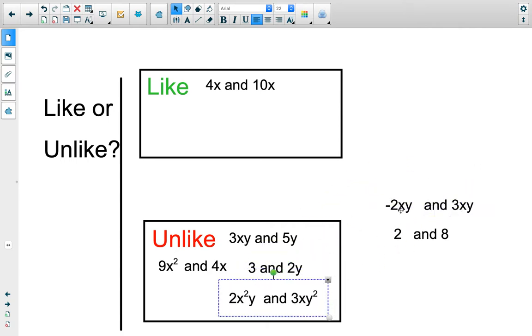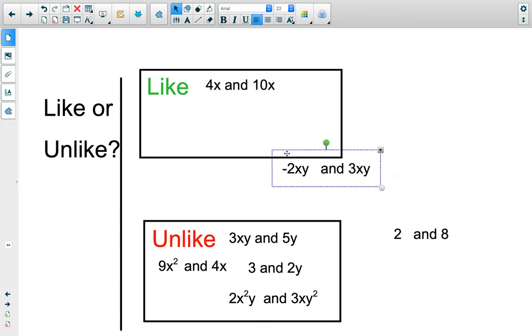What about this one? I have negative 2xy and 3xy. This one has a negative. Does that make them like terms or not like terms? Again, you don't have to pay attention to the numbers. Look at the variables. This has an x and a y. This has an x and a y. They're both raised to the first power. They are like terms.